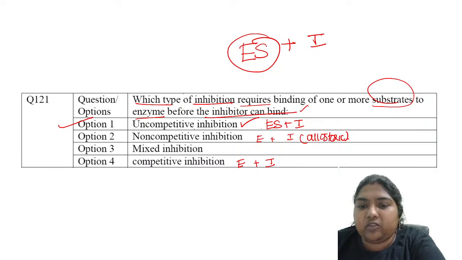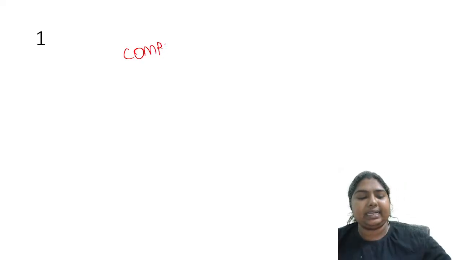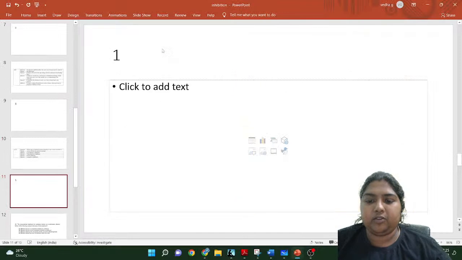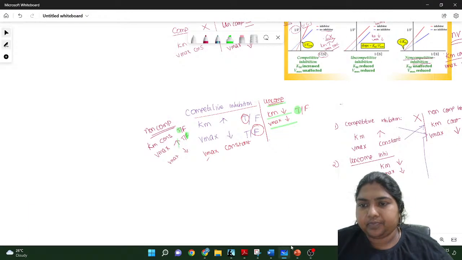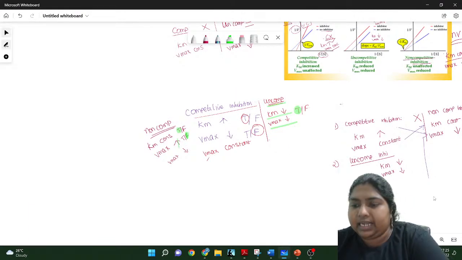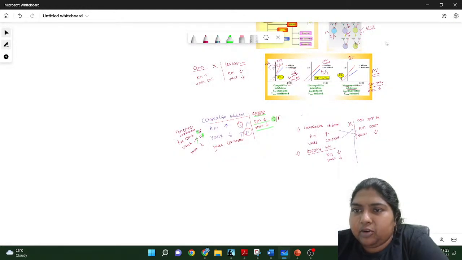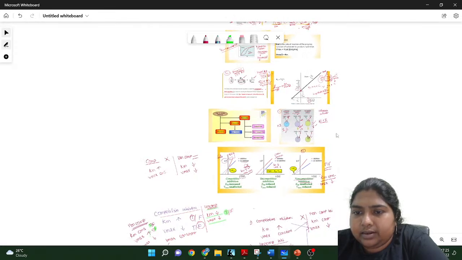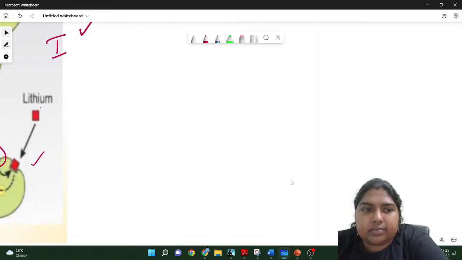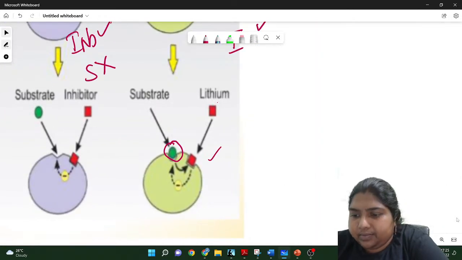Mixed is a mixture of these two, so that is different. But the correct answer is going to be option A: it binds to ESI alone. So we can write it for competitive inhibition. You remember that diagram? How many of you remember the diagram we saw? I'll show you that one more time. Yes, so we just saw this diagram.